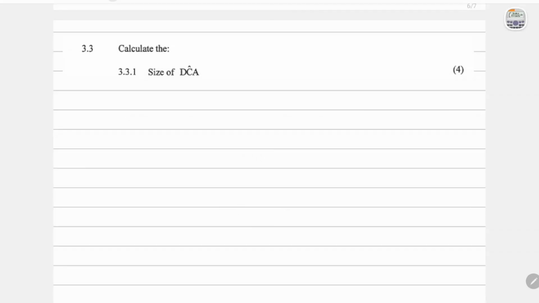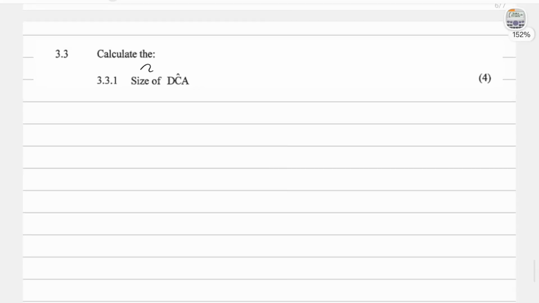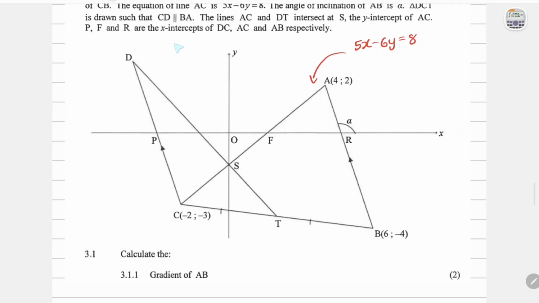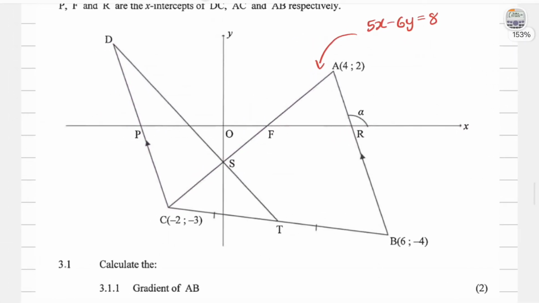We are now on question 3.3, which says calculate the size of angle DCA. Okay, so angle DCA, let's just find out where that is exactly. Angle DCA is over here. So this is what they want us to find, the size of this angle over here. Okay, so let's look at the diagram and see how can we find it.